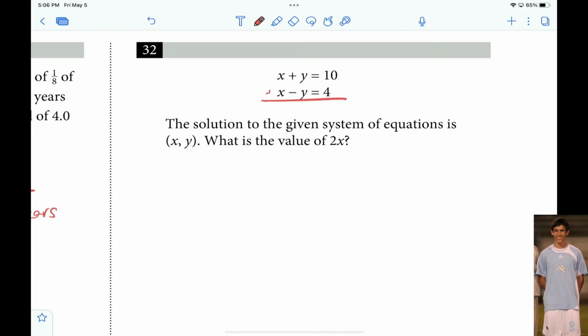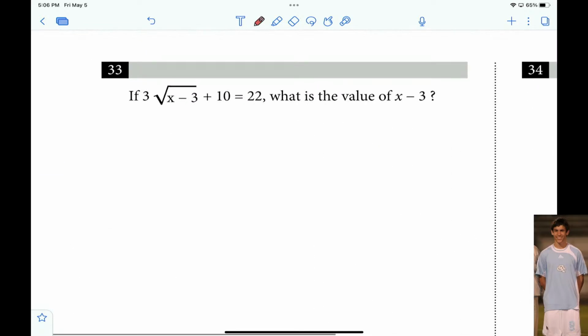So x plus x is 2x. The y's eliminate. And then 10 plus 4 is 14. And again, look what the question's asking for. They want to know what is the value of 2x. Well, we just saw right here that 2x is 14. So our answer is just 14. So again, these problems are not always super complicated.